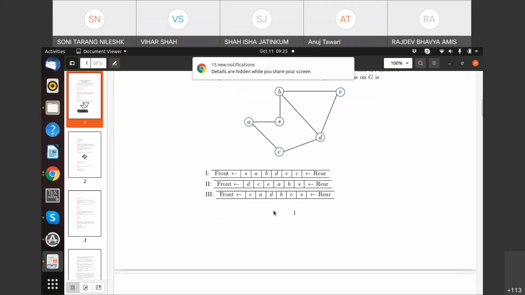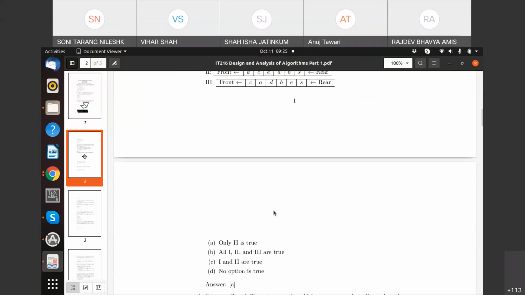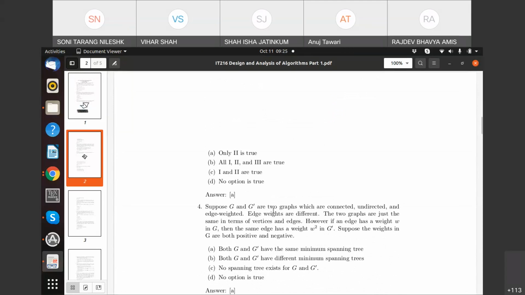Okay, let's see what to do about this. So this one again, I think the answer key is wrong, but let me see what happens.